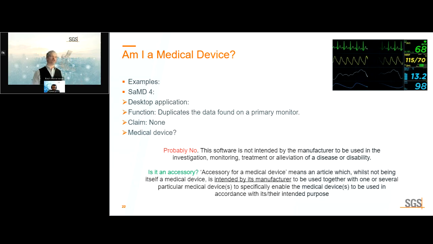Why do I say this one's on the edge? Because then there's the question of, is it an accessory? An accessory for a medical device, as defined, while not being itself a medical device, is intended by the manufacturer to be used together with one or several medical devices. The most common example of a device that's non-software, many times legal manufacturers will have a hardware station platform. It holds everything else.